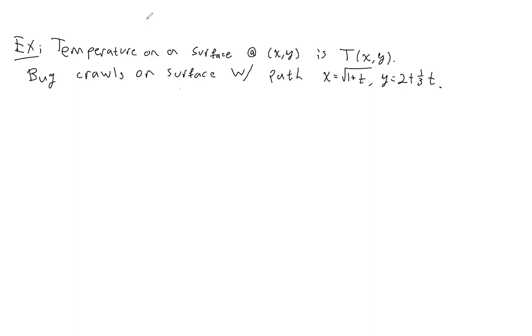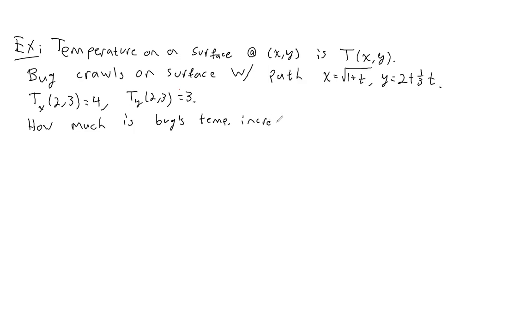We're also told that T sub x at (2, 3) is equal to 4, and T sub y at (2, 3), the rate of change in those particular directions, is 3. So the question is, how much is the bug's temperature increasing or decreasing?